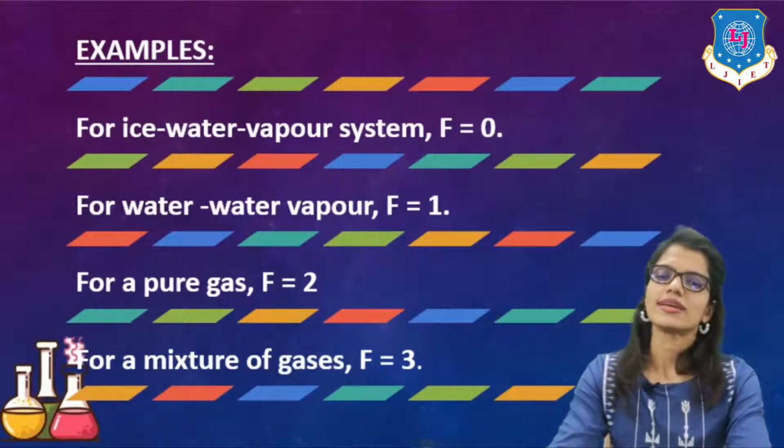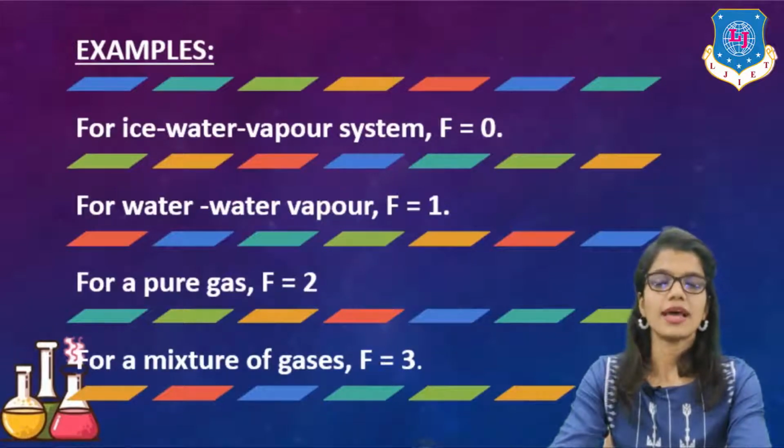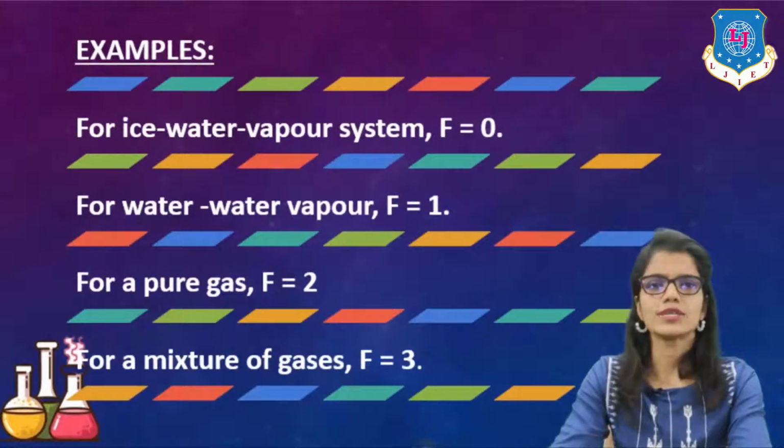Now, next one is water and water vapor. There, capital F is equal to 1. So the degrees of freedom allowed is 1. Likewise, what we will have here is a pure gas system. A system which contains pure gas is basically F is equal to 2. It has degrees of freedom 2.